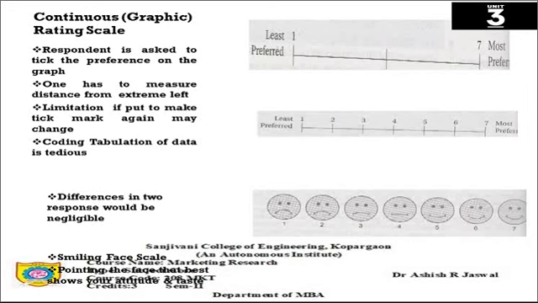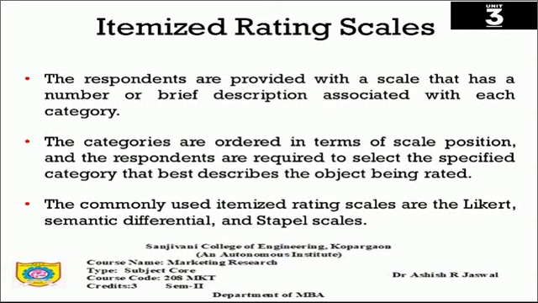Then let us try to understand the second. If this is called a continuous rating scale, what is called an itemized rating scale? Here, the respondents are provided with a scale that has a number or brief description associated with each category. The categories are ordered in terms of scale position, and the respondents are required to select the specified category that best describes the object being rated. The commonly used itemized rating scales are the Likert, Semantic Differential, and Stapel scales. Let us try to understand one by one what those are.